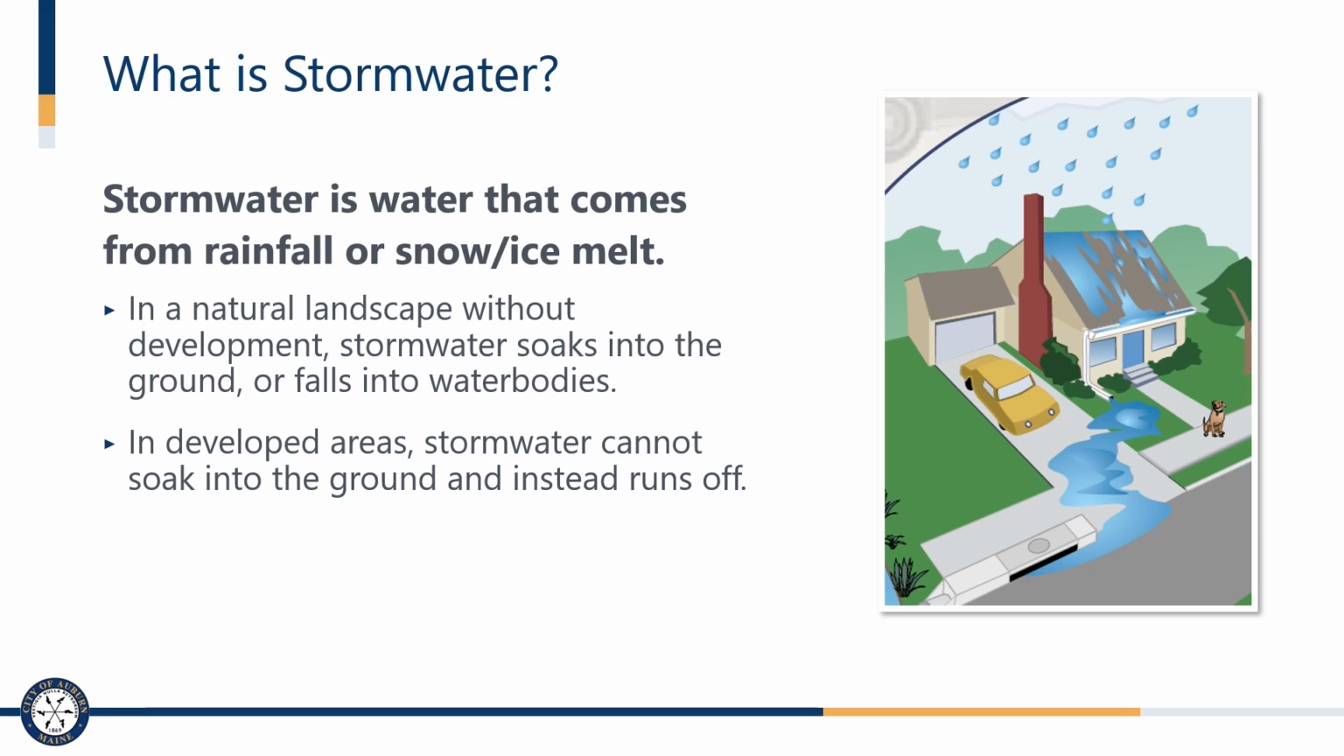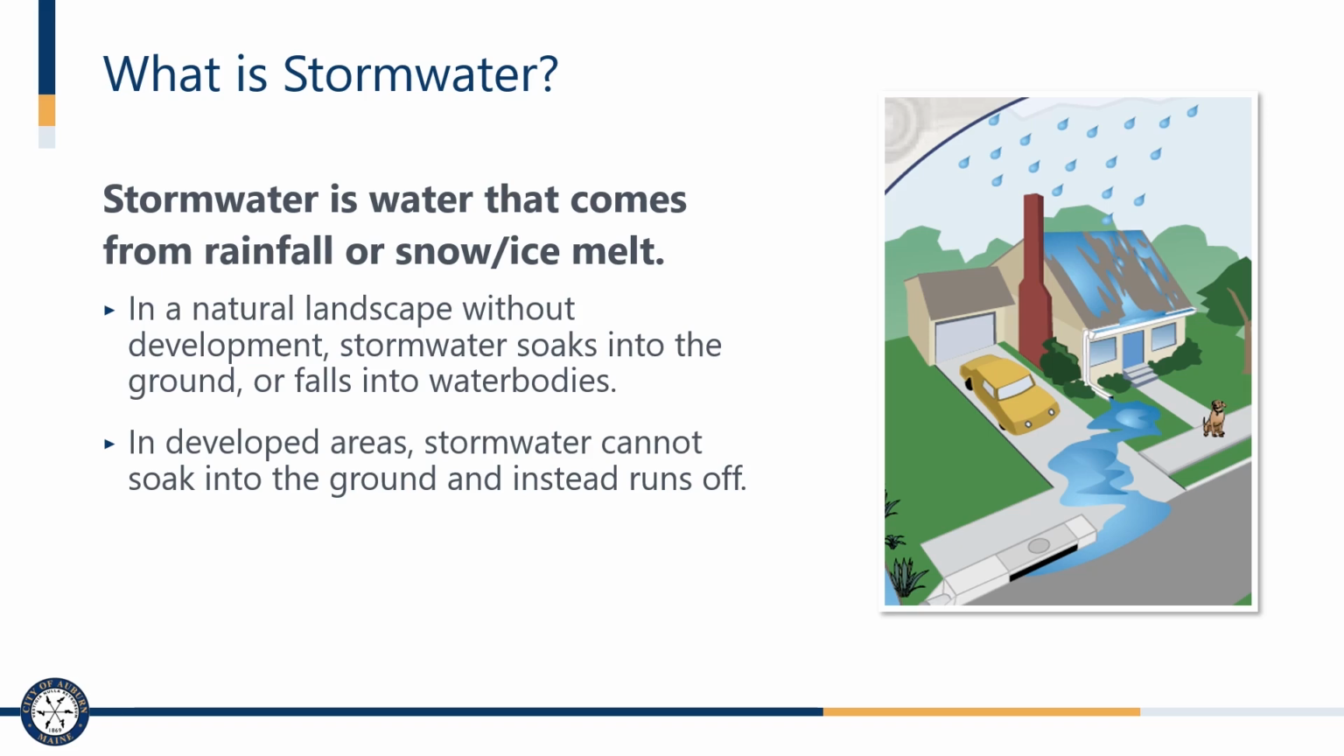So, what is stormwater anyway? Stormwater is just what it sounds like. It's water that comes from a storm. It includes rain, snow, hail, as well as snow and ice melt. In a natural landscape, one without development, stormwater can soak into the ground, or it falls directly into lakes, ponds, rivers, streams, and the ocean.